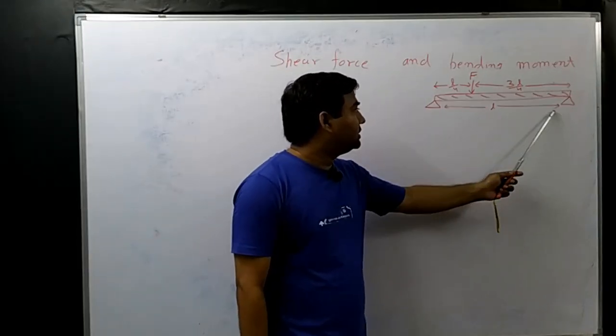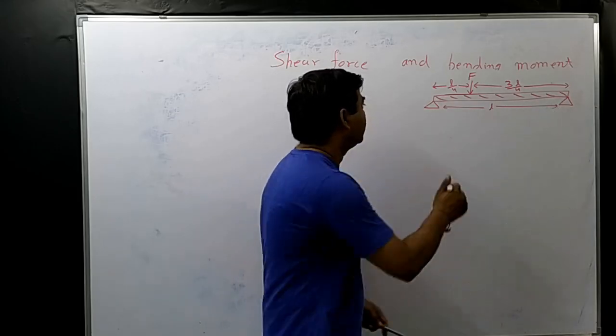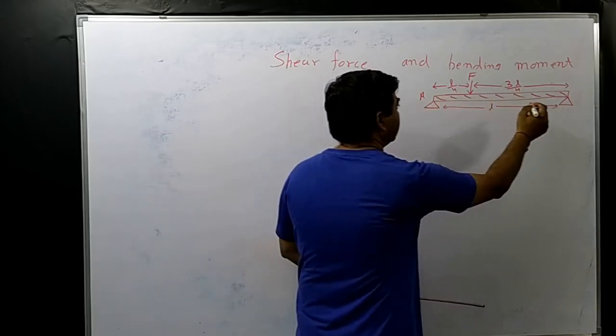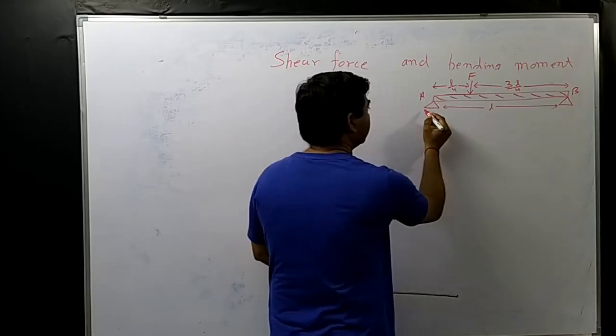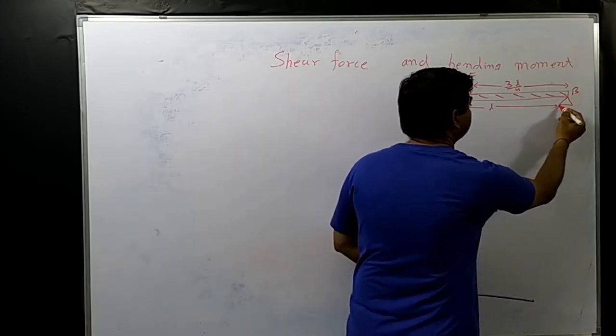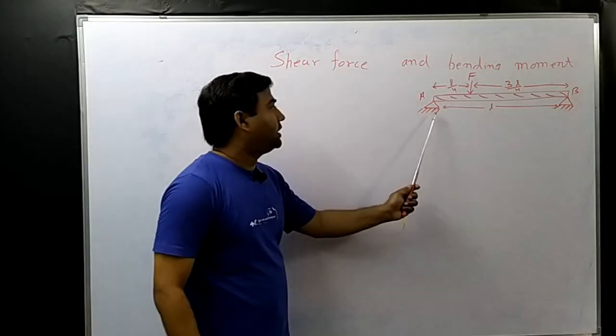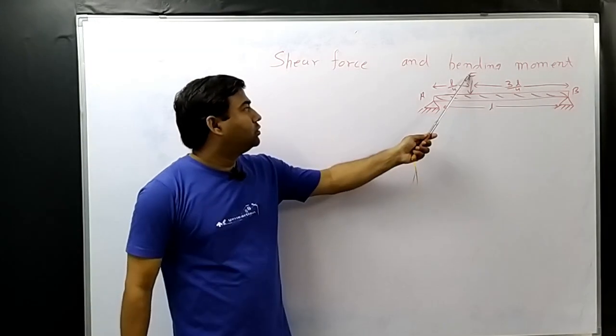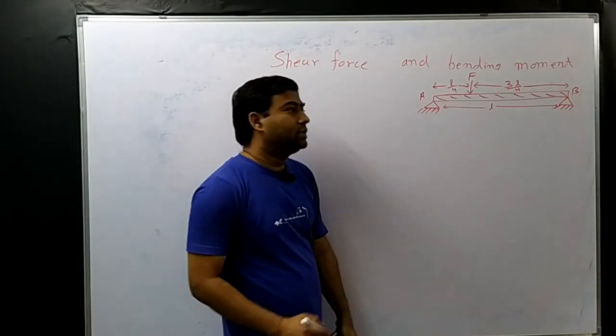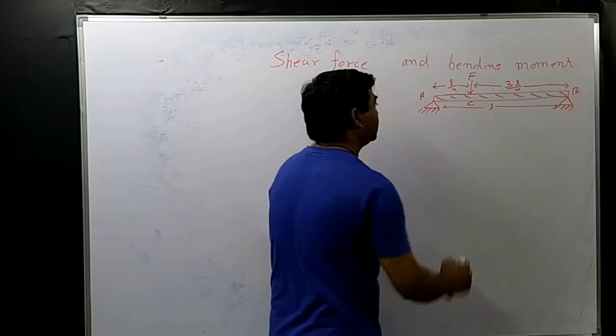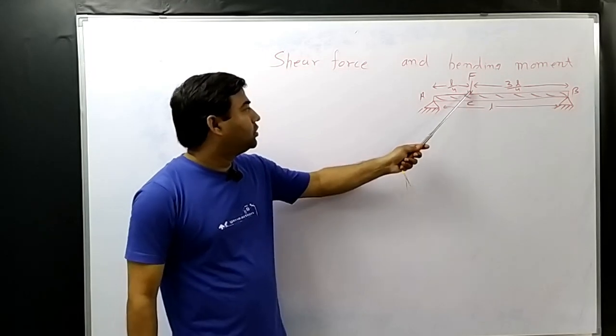So now this is a beam AB. You can say it A. This is a beam and these are two supports. A force F is applied at point C. This is point C of the beam.